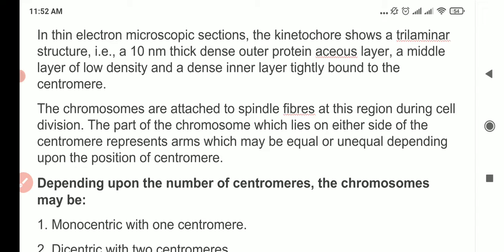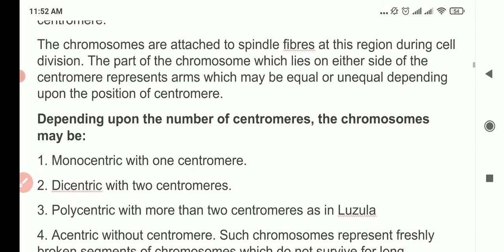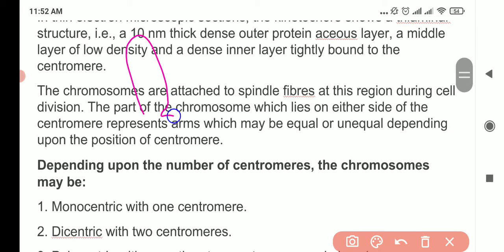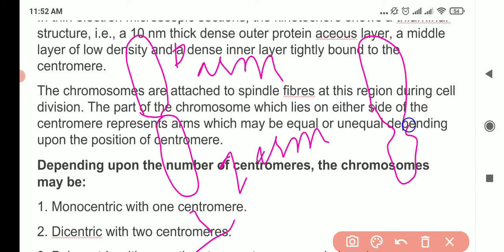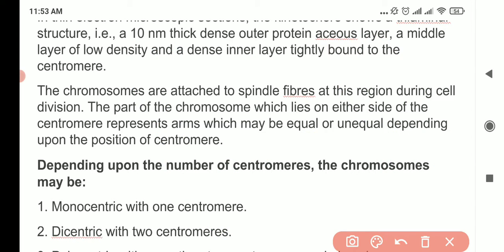The part of the chromosome which lies on either side of the centromere will be its arms. Let's say if this is chromosome 1, this will be the P arm and this will be the Q arm. Then if this is chromosome 12, this is the P arm and this is the Q arm. Wherever the position of the centromere is, the one on top will be the P arm and the one down will be the Q arm.